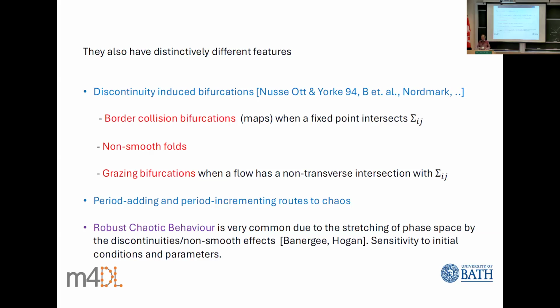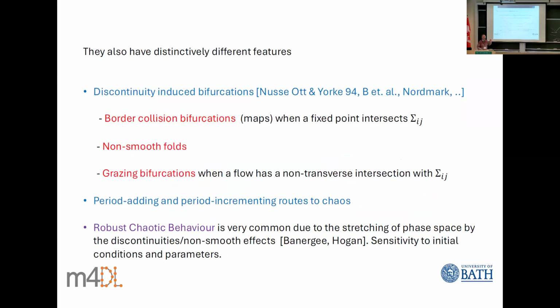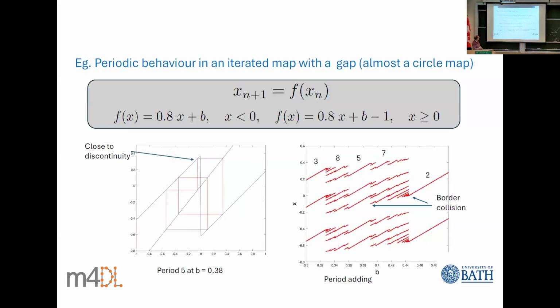Okay, why might we be bothered? So let's give some examples of this before I say why we're going to be bothered. Let's have a look at an example. So here's an example of what is generally called a map with a gap, which is very closely related to circle maps. So here is a map with a gap.